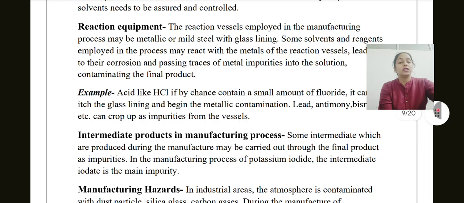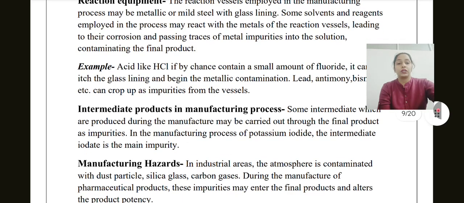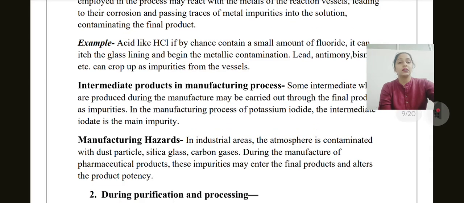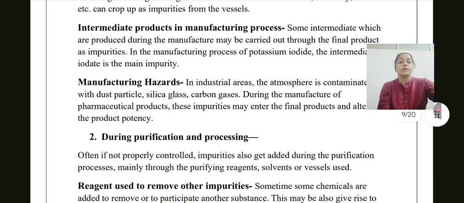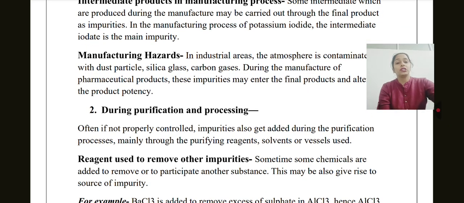Next is intermediate products in the manufacturing process. Sometimes intermediates which are produced during the manufacturing may be carried through to the final product as impurity. Next is manufacturing hazards. In industrial areas, the atmosphere is contaminated with dust particles, silica, glass, carbon. So during the manufacture of pharmaceutical products, these impurities may enter the final product and alter the product potency.